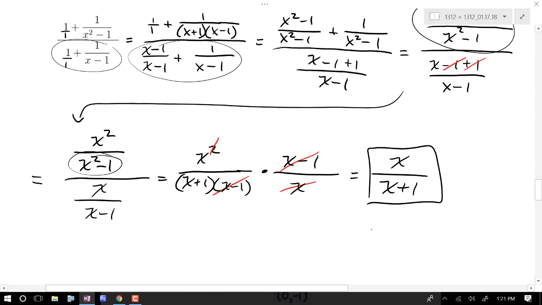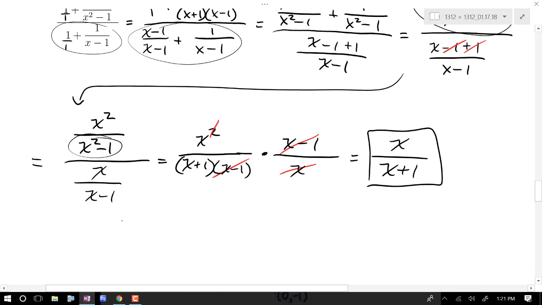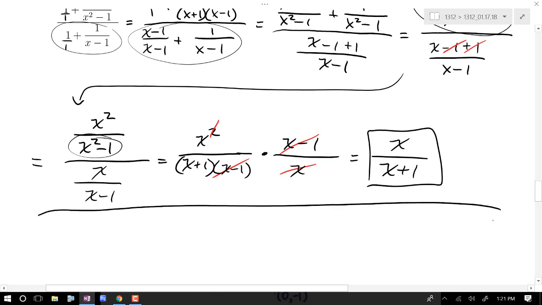This technique often takes a little bit longer than the other technique. They both work very well. They both work equally well. Really, it's just a matter of how you like to approach the problem, what you feel more comfortable with. So just to show you the other technique here, in the space we have left, I'm going to rewrite this problem. We had 1 plus 1 over x squared minus 1 over 1 plus 1 over x minus 1.